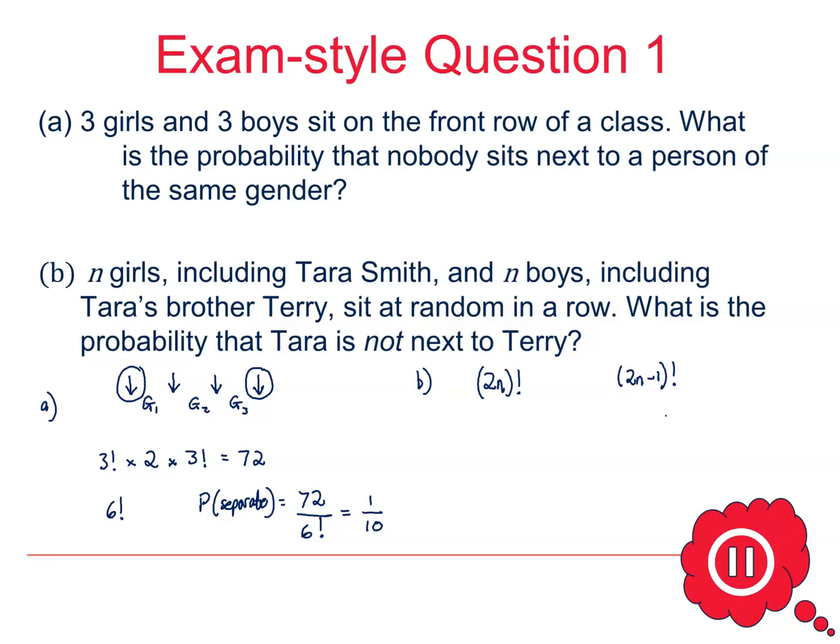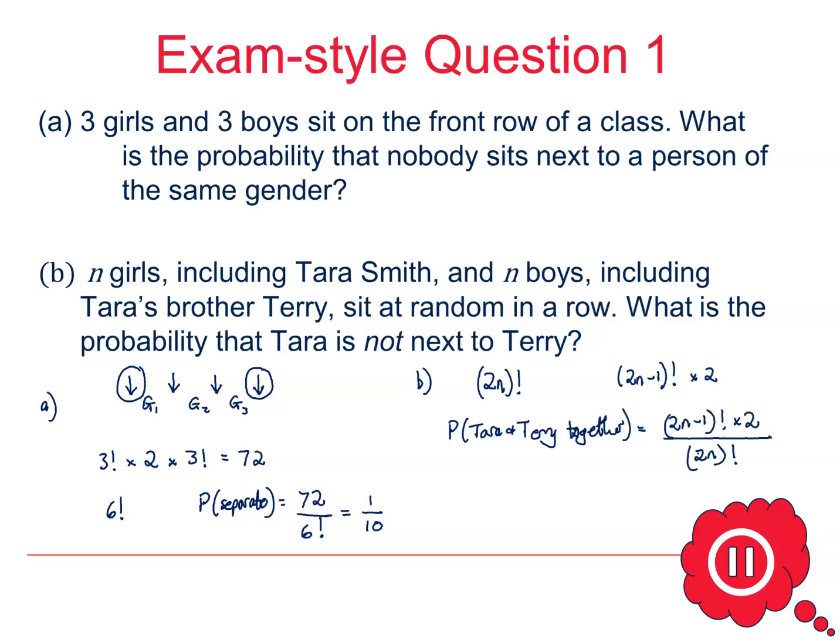But we mustn't forget that they can be either way round, so that's actually 2n minus 1 factorial multiplied by 2. So the probability that Tara and Terry are together is 2n minus 1 factorial times 2 over 2n factorial.